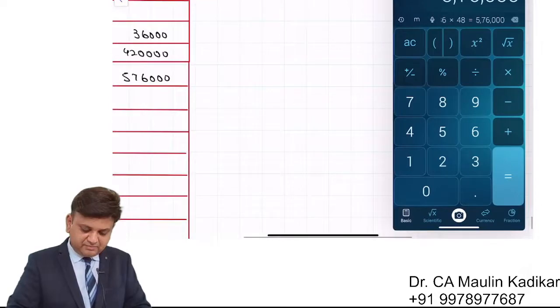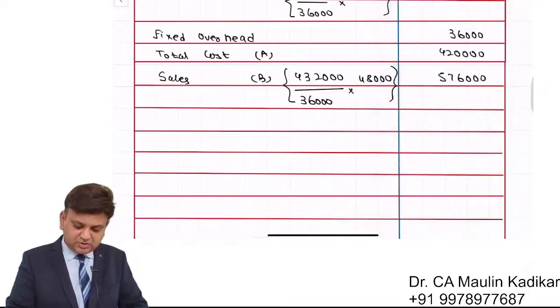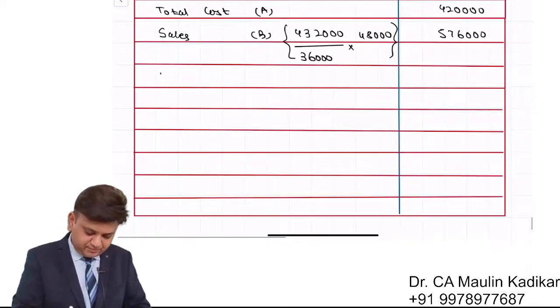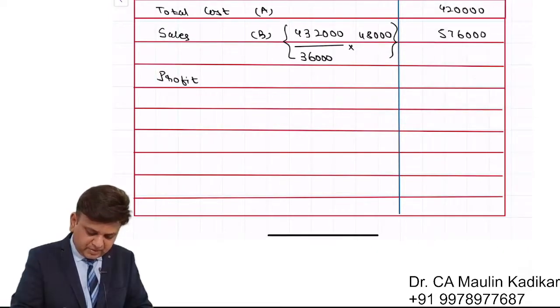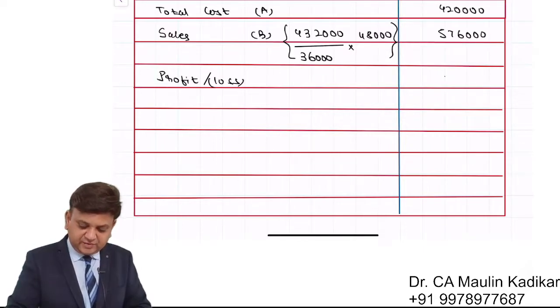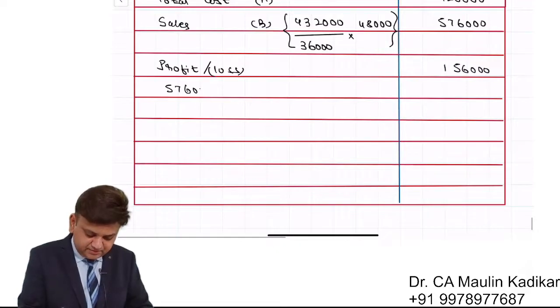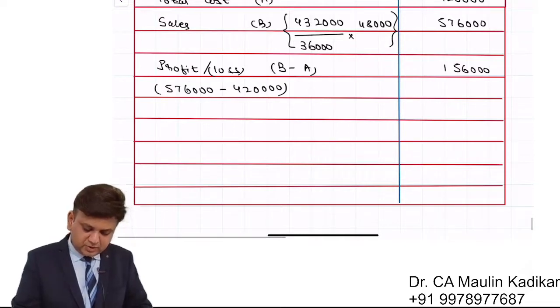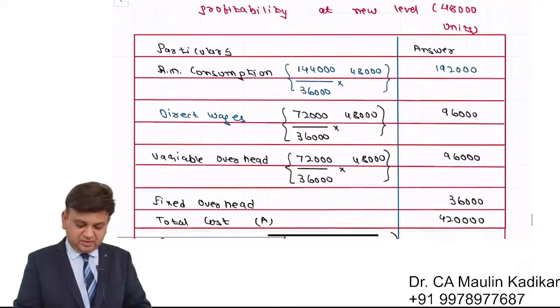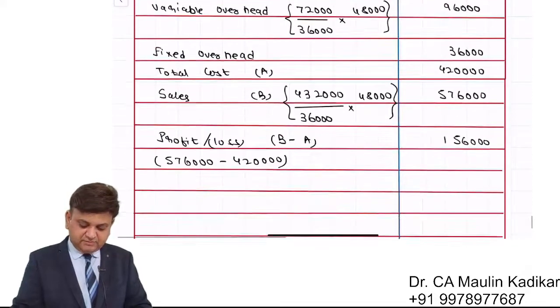So sales minus the total cost will give the profit or loss. There is a loss of 1,56,000. It is calculated as 5,76,000 minus 4,20,000, so it is B minus A. I request all of you to write down the answer.